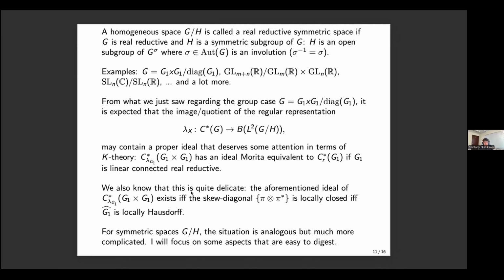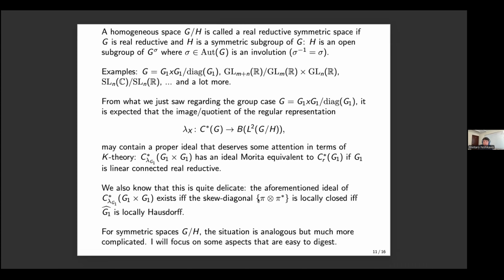And we also know that this is quite a delicate question, because this ideal doesn't exist. There's no ideal which has pi tensor pi star as the spectrum, unless this one is locally closed. So that was a kind of delicate question. But we wonder, what can we say about the symmetric space case? And there's an analogous story you can tell.